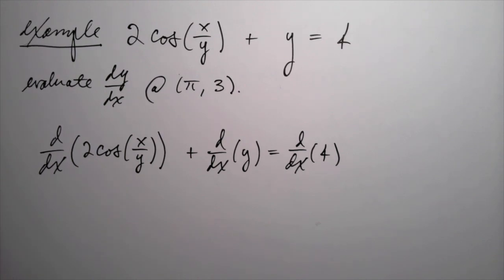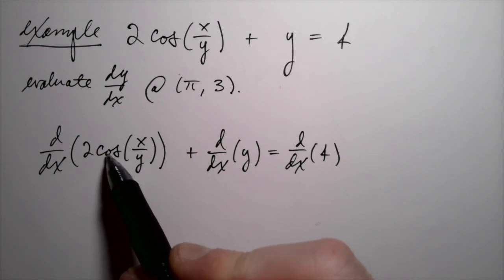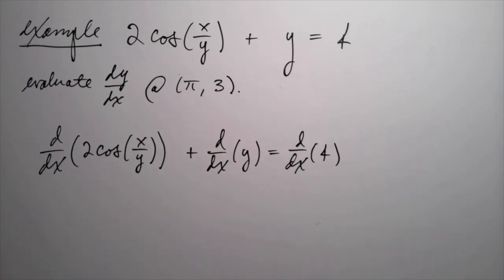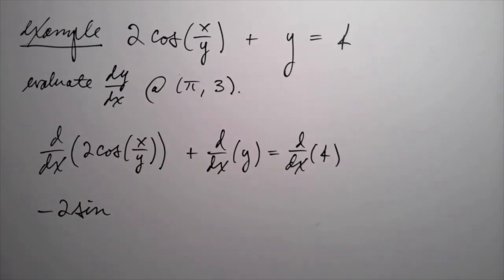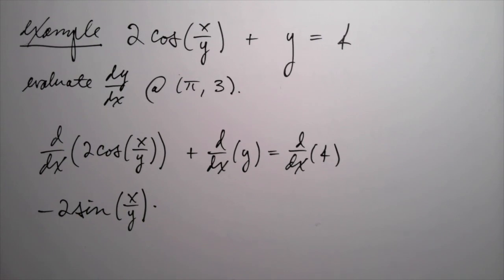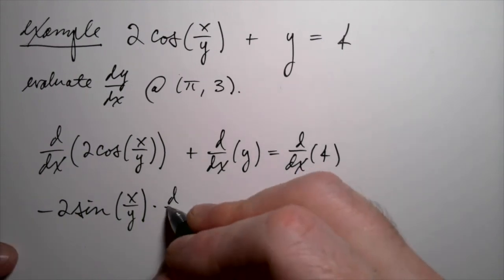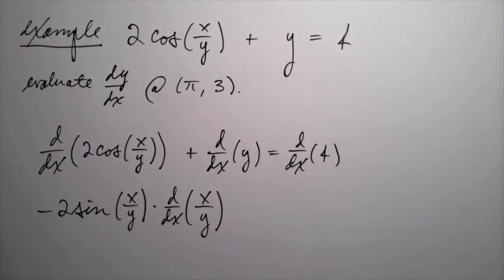Okay, let's evaluate those derivatives. So here we have a chain rule because we're taking cosine of something. The derivative of the outside function cosine is minus sine. So we'll end up with minus 2 sine of the inside. But then we need to multiply by the derivative of the inside, the derivative of x over y. We'll do that in the next step.